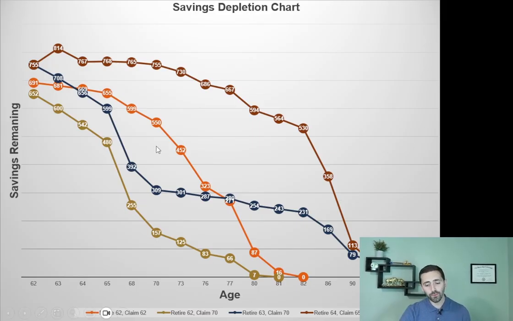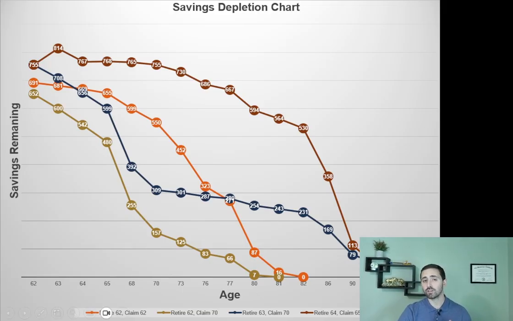Now, the blue line is why I think this example is so interesting, because their portfolio amount was never close to it once they retired and didn't claim right away. They fell all the way down to about 300K before they even started taking that Social Security check. But what you see once they hit 70 is that that portfolio is going to slowly deplete. Very slowly, much more slowly than our brown line example here.